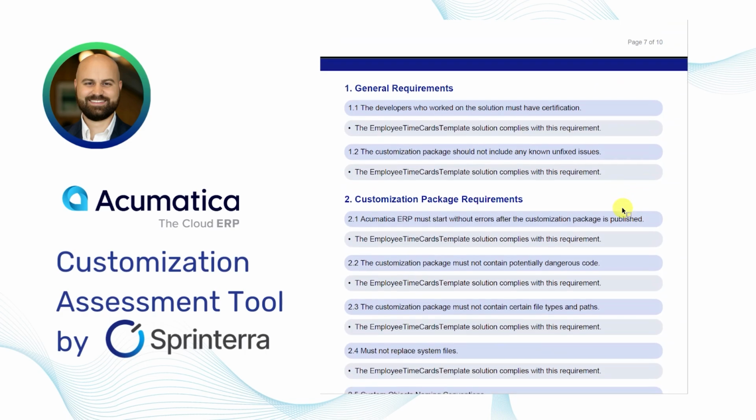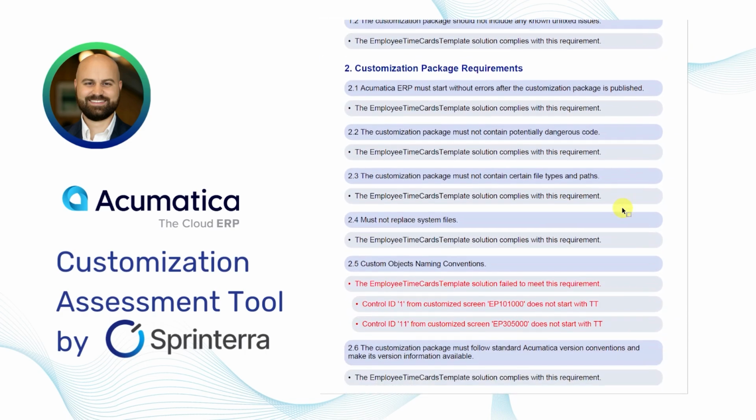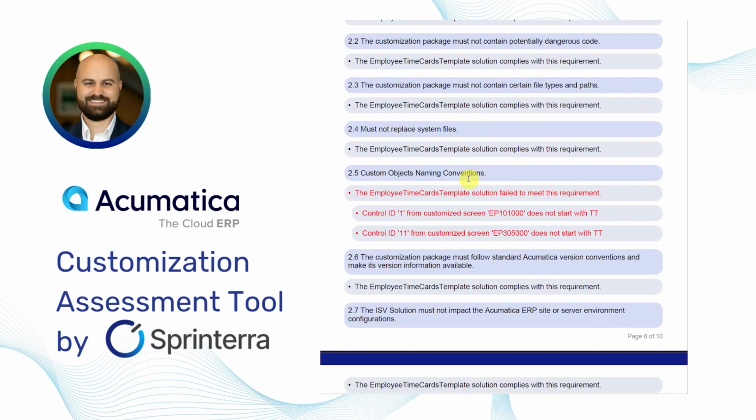Down here, it's going into more depth. So all of these are in compliance with the exception of the custom objects naming convention. So it's outlining what the issue here is. In this case, it's related to a couple of control IDs that we have in place. But it goes through requirement by requirement, gives us detail when it's out of compliance, confirms that it is in compliance otherwise.